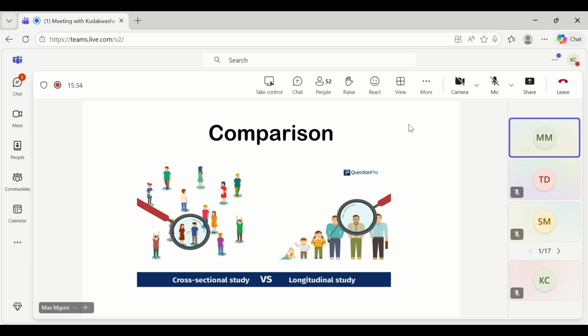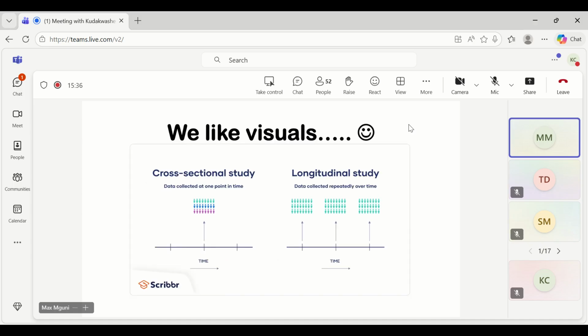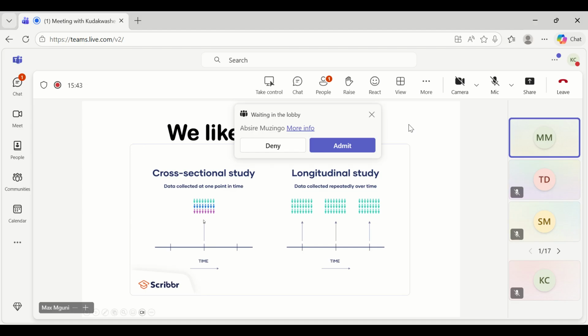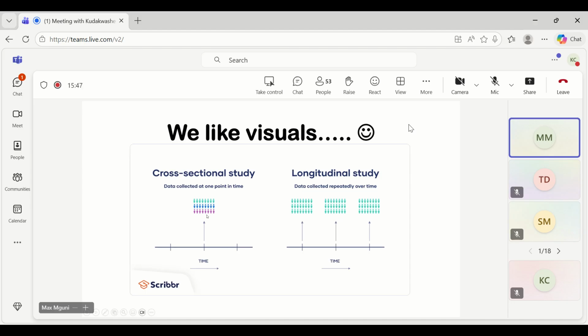Also, because we like visuals, we found another one. Here, in the cross-sectional, we are just looking at these people at a particular point in time, and we ignore what happens in between. But on the longitudinal side, we are looking at that same group. Maybe in January, we look at them again in June, we look at them again in December, or 2010, 2015, and 2020, things like that.